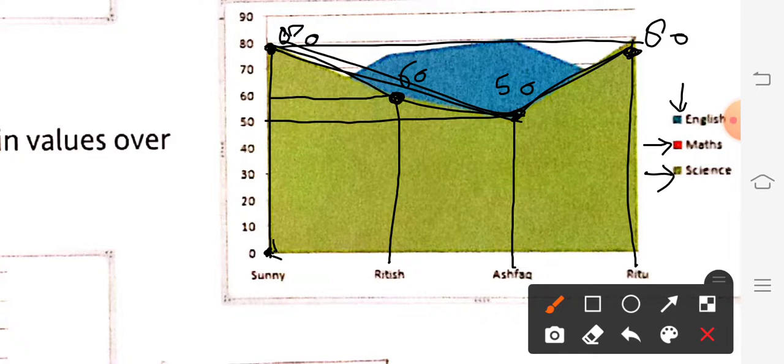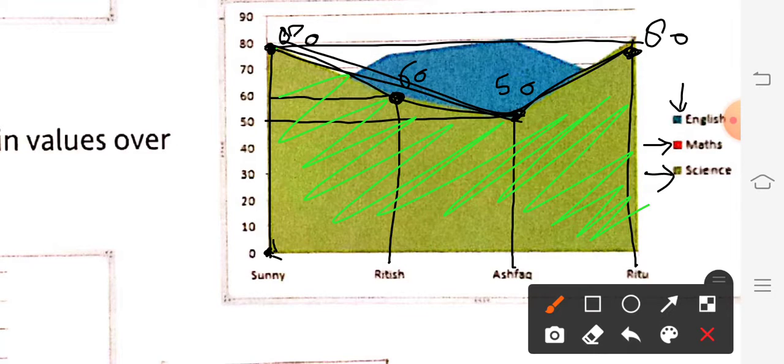Correct, and then we will make the color, यानी कि we will fill it by green color like this. So इसमें क्या हुआ, सनी got 80 marks, रितेश 60, अशफाक 50 and रितु 80. और जितने भी डेटा पॉइंट्स आए हैं उनको पर्टिकुलर पहले मार्क करोगे और फिर उसको पूरा क्या कर देते हैं, फुल्ली कलर कर देते हैं.